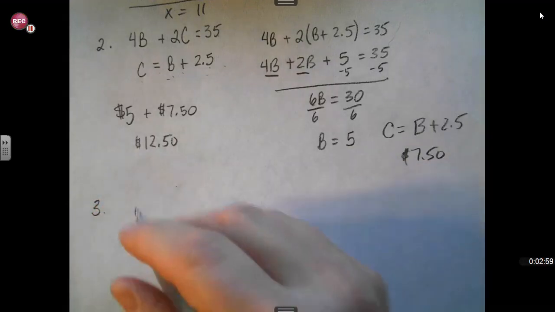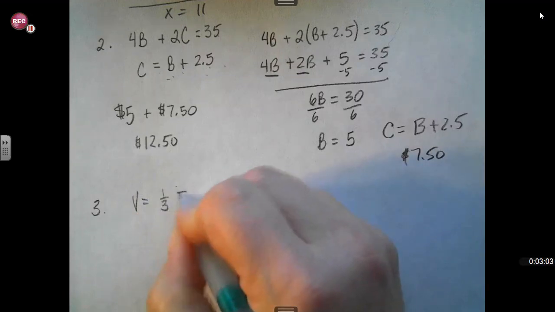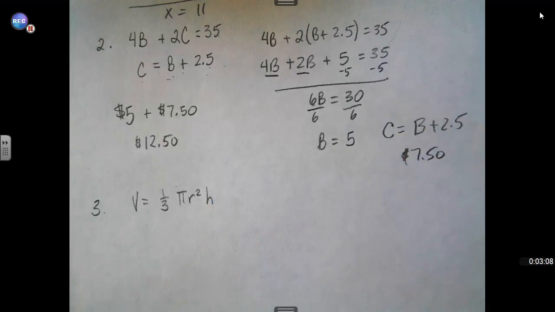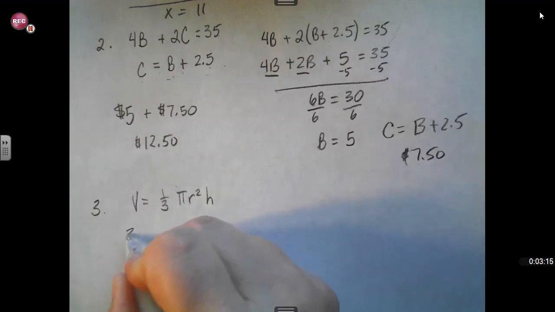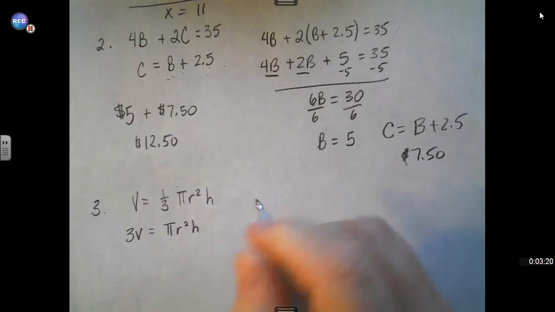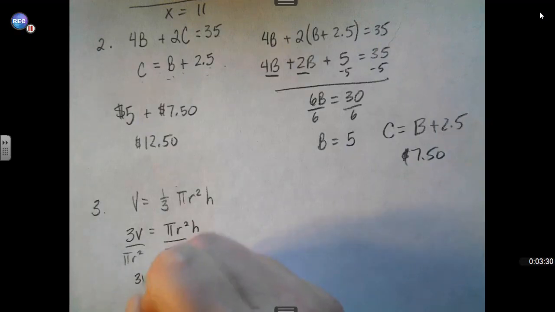the answer to another question. So we have the formula: volume equals 1/3 pi r squared h. And we want to solve that for h. Remember, the first thing that I would do here is multiply everything by 3 and get rid of that fraction. So 3v equals pi r squared h. And I want to get h by itself, so I need to divide both sides by pi r squared. And so h is 3v over pi r squared.